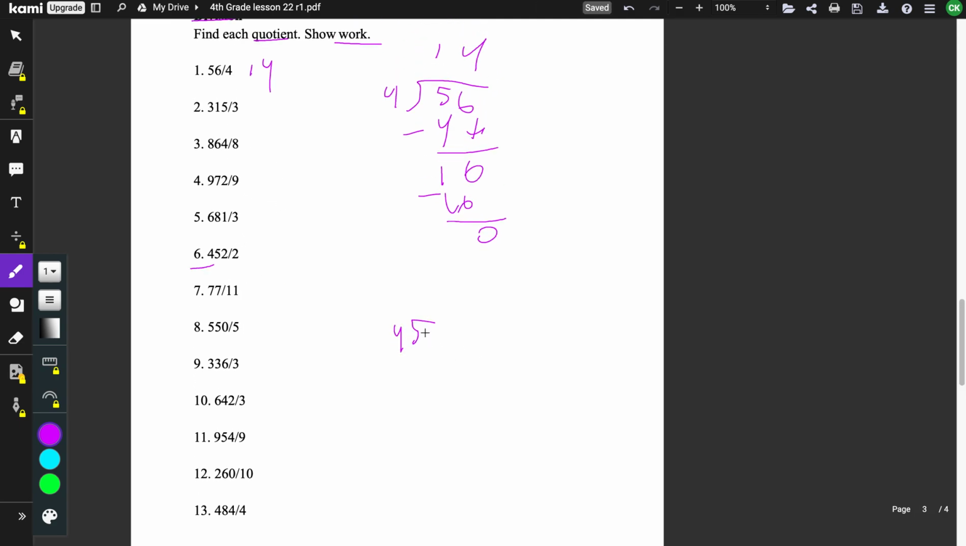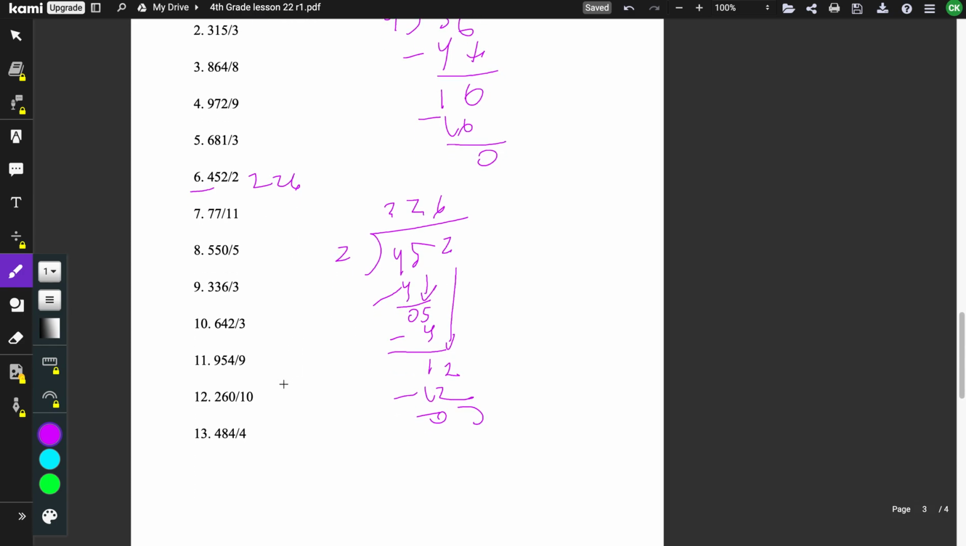So 452 divided by 2. So how many times does 2 go into 4? 2 times. That gives 0. Carry down the 5. How many times does 2 go into 5? 2 times. 1. Carry down the 2. How many times does 2 go into 12? 6 times. So yeah, boom. The answer is just going to be 226 for number 6.